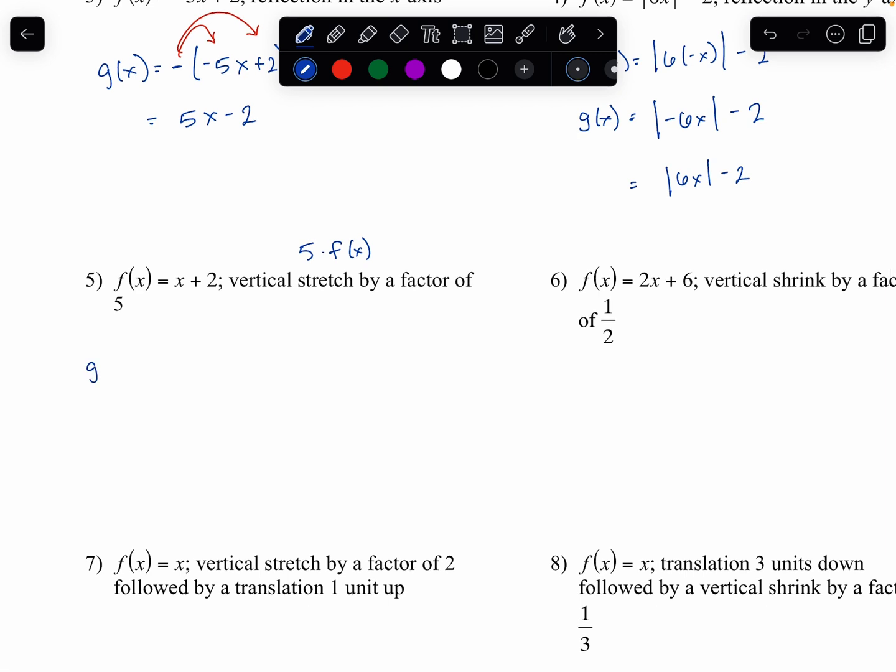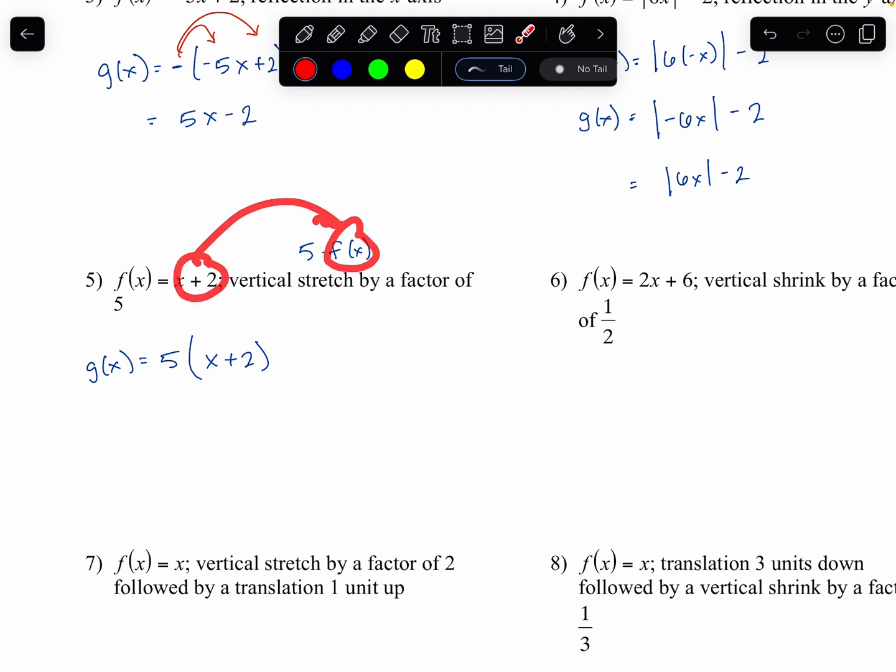So g of x is going to be equal to 5, and then in parentheses, because I'm multiplying and I might have to distribute, it's going to be 5 times all of the function, x plus 2. All of this indicates all the y values. So f of x, just like I'm substituting it in. I'm going to multiply that, so that means I'm going to have to distribute because there is more than one term.